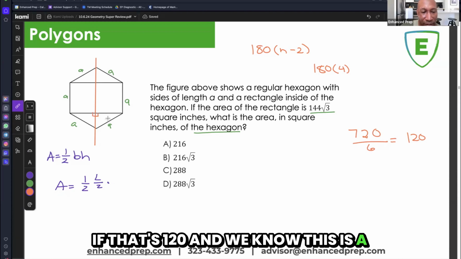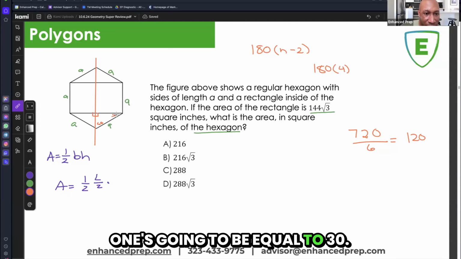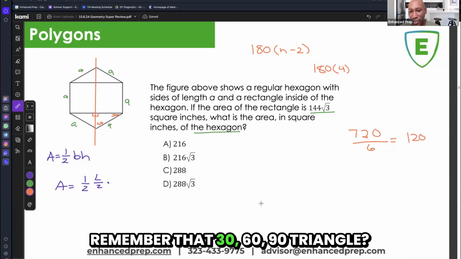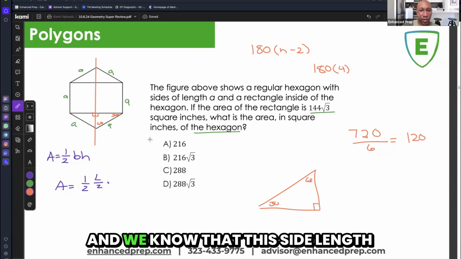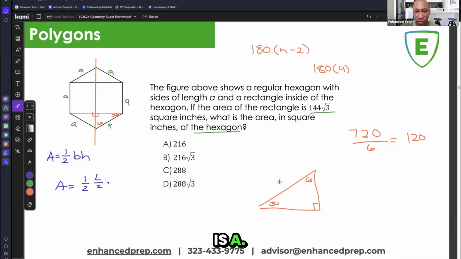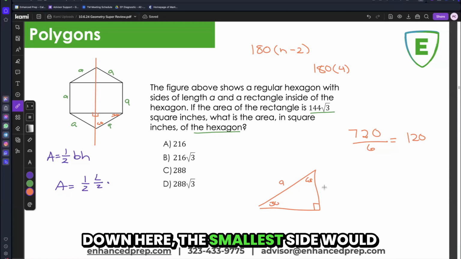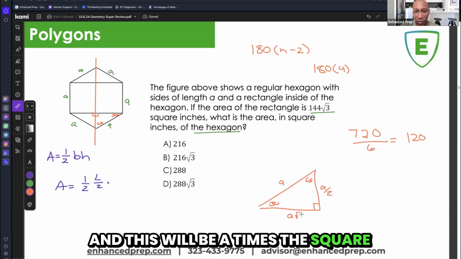So if that's 120 and we know that this is a 90-degree angle, then this one is going to be equal to 60 and this one is going to be equal to 30. And then we have that thing we talked about before. Remember that 30, 60, 90 triangle? We know that this side length is A, so the smallest side would be A over 2, and this will be A times the square root of 3.